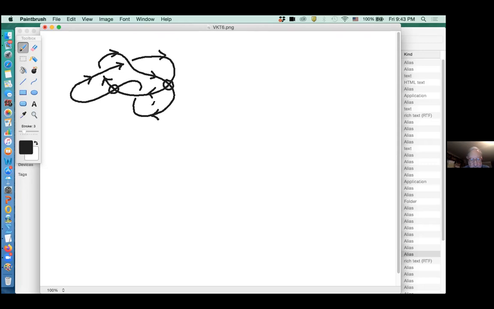I think this example is going to force us a little later on to recall a few other invariants from our previous discussion. But for right now, just look at it. Here it is. What's its Gauss code? Three crossings. And the bare Gauss code is 1, 2, 3, 1, 2, 3.